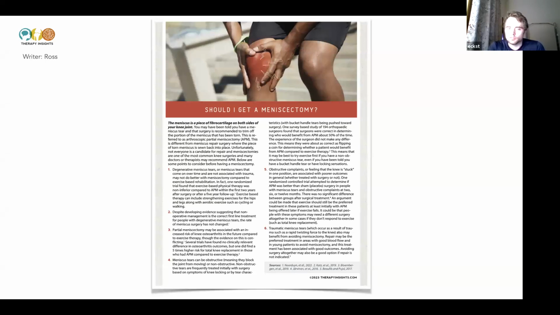So it outlines what the meniscus is, what a meniscectomy is, and then goes through some of the evidence surrounding meniscectomies. So it talks about degenerative meniscus tears, which is what we see more commonly, typically in physical therapy. And it talks about how there was a pretty well-designed randomized controlled trial that found that exercise-based therapy was non-inferior compared to partial meniscectomy within the first 2 years or at 5-year follow-up.